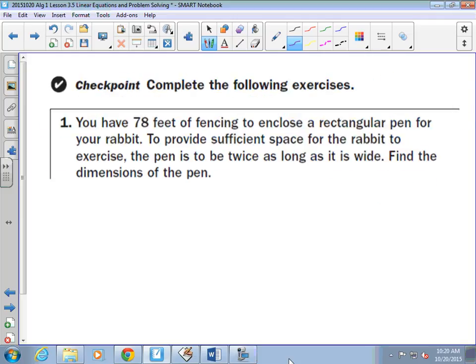You have 78 feet of fencing to enclose a rectangular pen for your rabbit. Rectangular pen. Remember, draw a picture. Rectangle. 78 feet all the way around. To provide sufficient space, the pen has to be twice as long as it is wide. You got to know what this means, everybody. Twice as long. So the width is unknown. The length is 2 times that unknown.